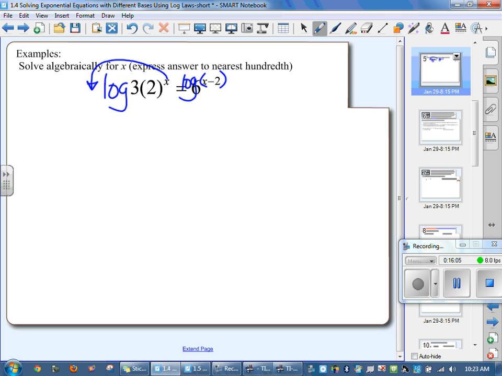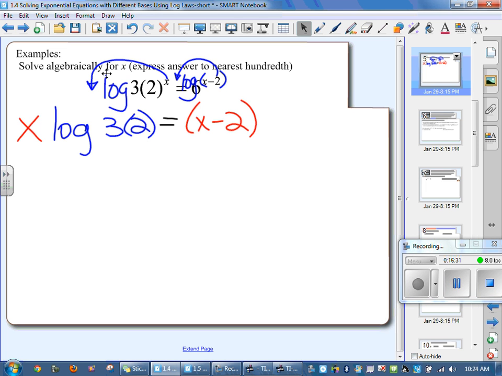And now let's rewrite our statement here. So my log equation looks like this now. I've got my variable x in front of log 3 times 2 equals, in brackets, I've got my x minus 2 now in front of log 6. Okay, that's what our first step looks like.